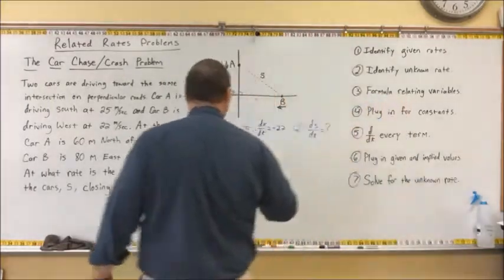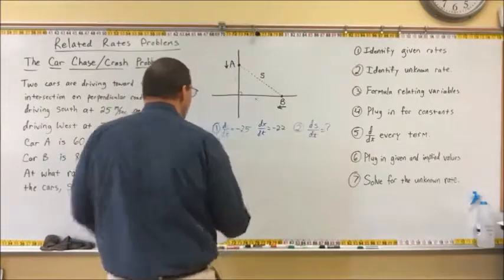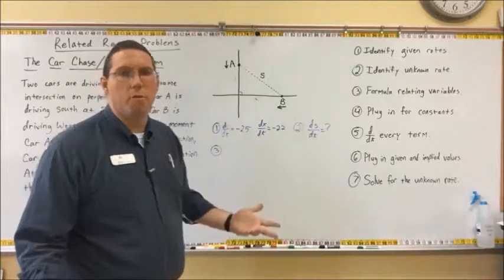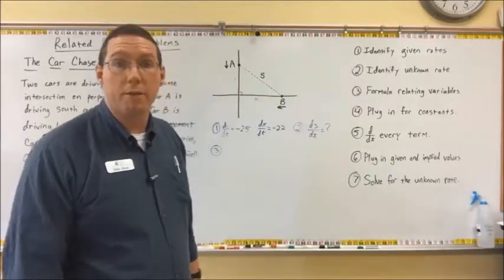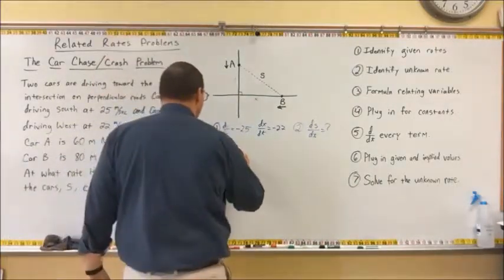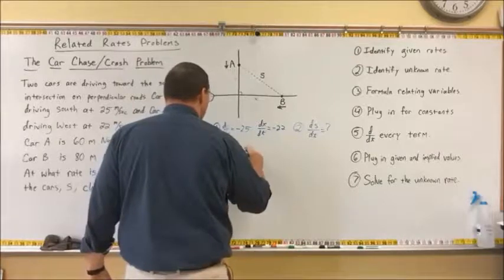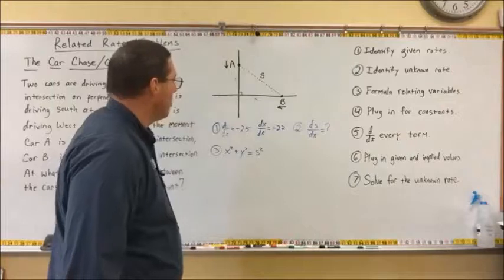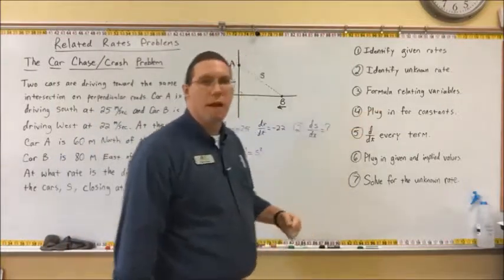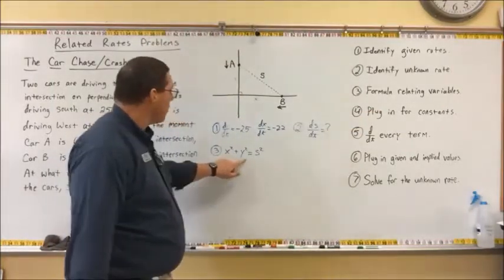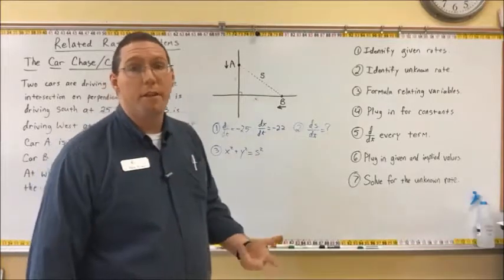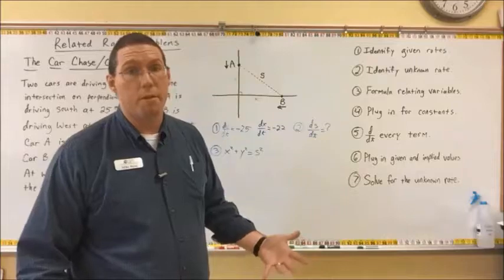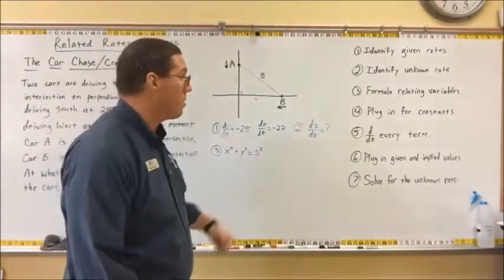Step 3, is there a formula that relates y, x, and s? Well, it's a right triangle, and those are all distances, so it's a Pythagorean theorem problem. So we'll have x squared plus y squared is equal to s squared. Step 4, plug in for constants. Well, all three of these variables are changing, so we're not going to plug in for anything. We're going to skip step 4.